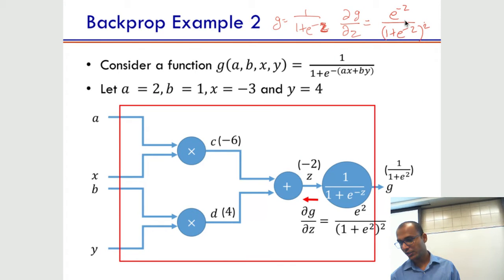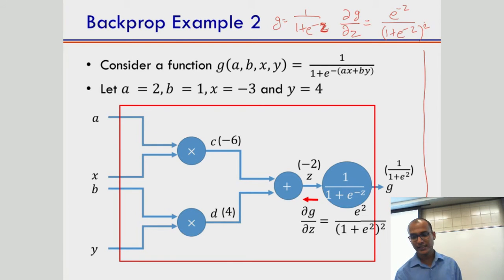Then you substitute whatever the value of z is. So what is the value of z? ax plus by is minus 6 plus 4, which is minus 2. Then you substitute all this, and you get the local gradient: e^2 divided by (1 + e^2) the whole squared. It's squared only because z was equal to minus 2. This formula, with z equal to minus 2 substituted, gives you that number. That's the local gradient.